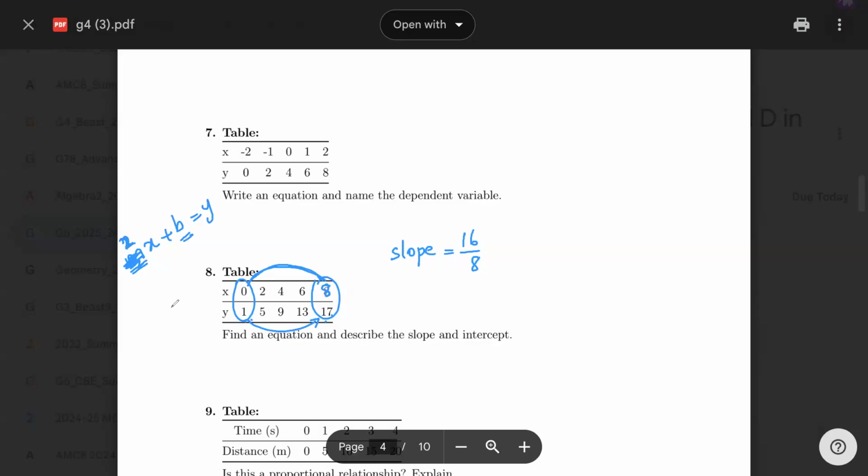Now, as I said, this b value is nothing but the y value when x is 0. What is that value? 1. Good job. So the input-output table is y output will be equal to 2 times input plus 1. Make sense? Easier, huh?